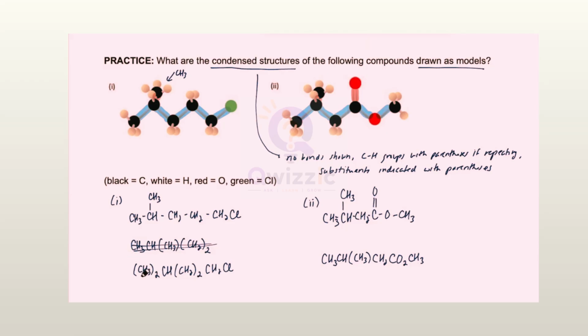For number 1, we have CH3 in parentheses, subscript 2, CH, and then in parentheses, CH2, subscript 2, CH2Cl, and then for molecule number 2, CH3, CH, then in parentheses, CH3, CH2, CO2, CH3. So there we go, all in one line, no bonds, and parentheses indicating our substituents.